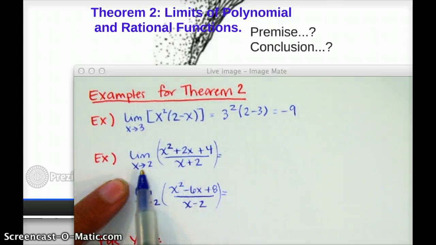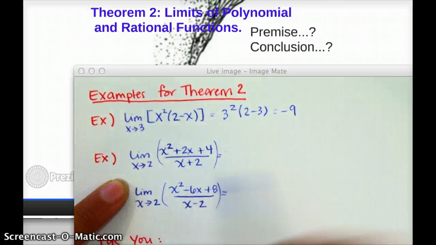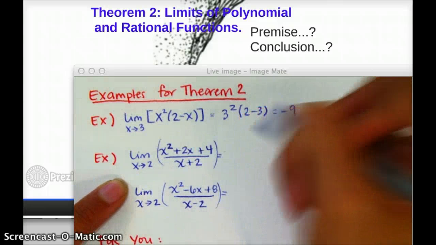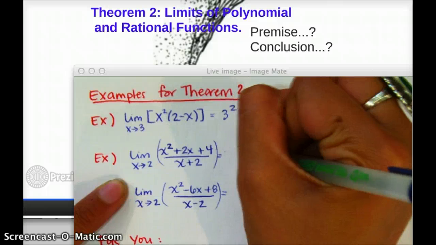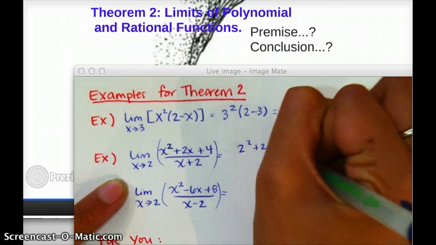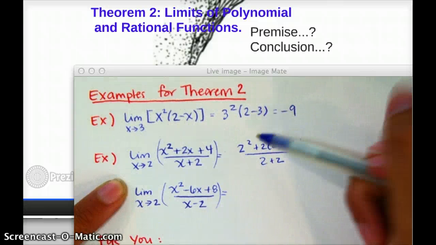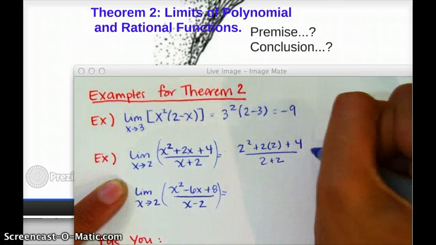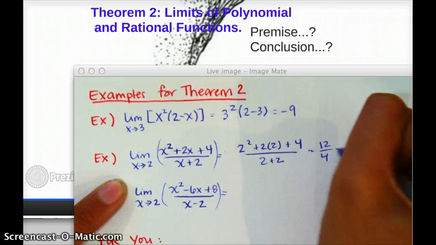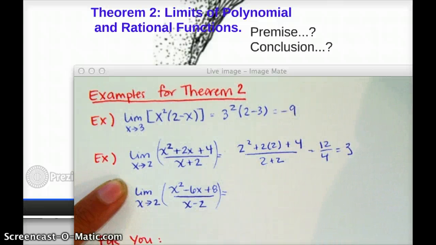Same thing down here. Everything's defined, so I'm just going to plug in 2 to this rational equation, and I get 2 squared plus 2 times 2 plus 4 over 2 plus 2, which is 4 plus 4 plus 4 is 12, and 12 over 4 is 3, and that's the limit. That's it. That's the answer.